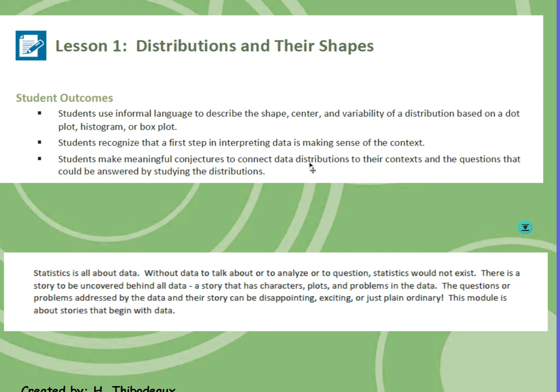Alright, so let's get started with Lesson 1 in the module book, distributions and their shapes. Student outcomes: students use informal language to describe the shape, center, and variability of a distribution based on a dot plot, histogram, and box plot, and recognize that the first step in interpreting data is making sense of the context. In other words, understand what the problem is trying to tell us.